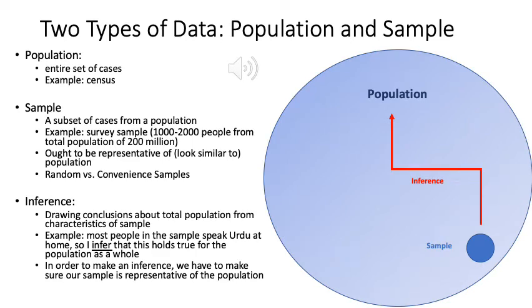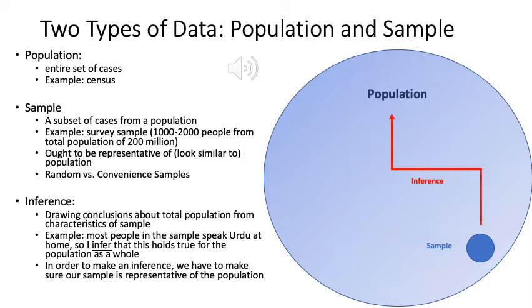There's the population, which is essentially the entire set of cases. An example of this would be taking a census. We want information about everybody. However, taking a census is very expensive and takes a lot of time. So that's why people work with samples, which is a subset of cases.